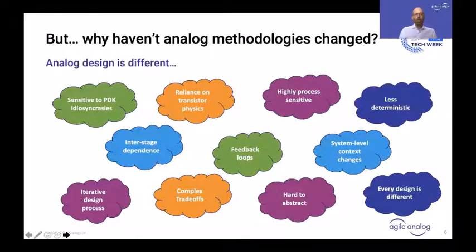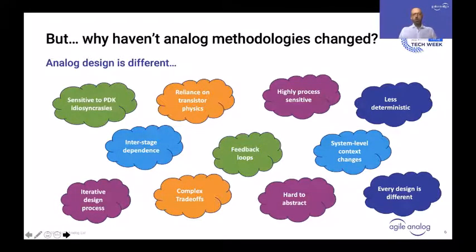Especially if you compare it to digital design. Analog design is reliant on the transistor physics of a device. It's a transistor level design approach. It's sensitive to PDK idiosyncrasies or model changes. It is highly process sensitive, which makes it less deterministic across multiple nodes.